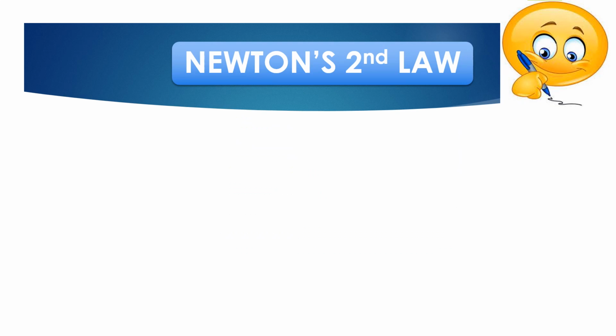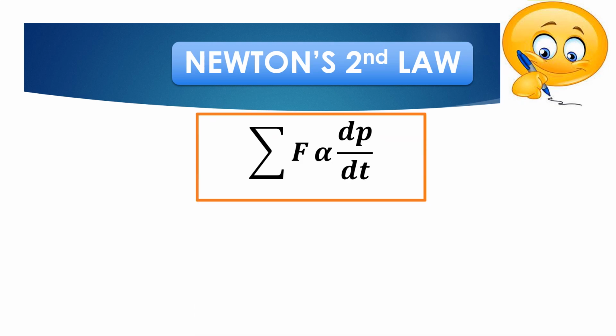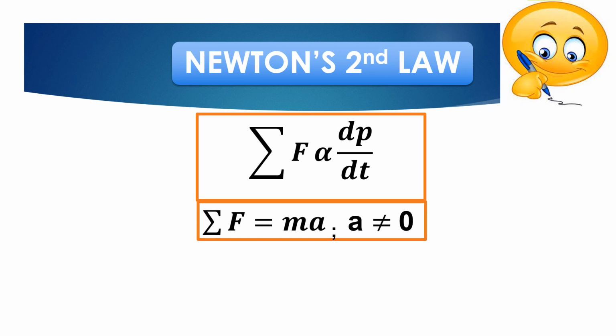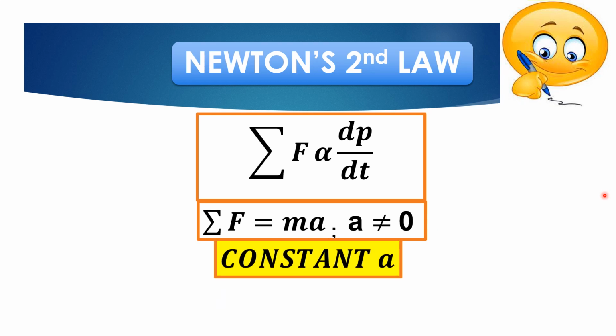Next, we discuss Newton's second law. Newton's second law states that the net force is directly proportional to the rate of change of momentum. So this is the condition for Newton's second law, where the net force is equal to ma, where the acceleration is non-zero. So the object is actually moving with constant acceleration.